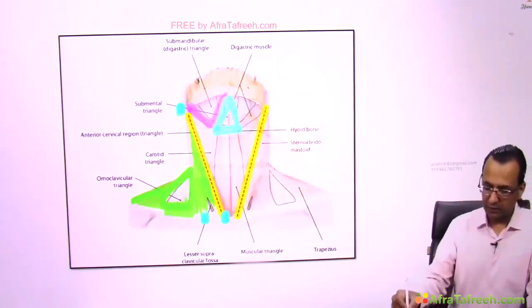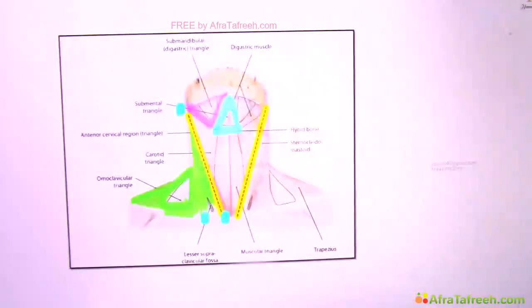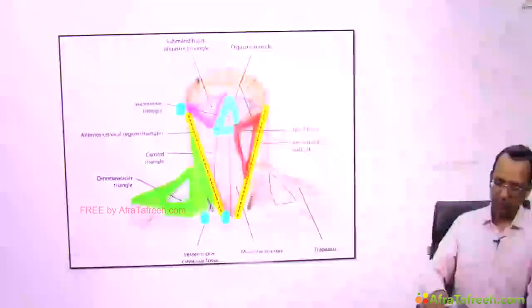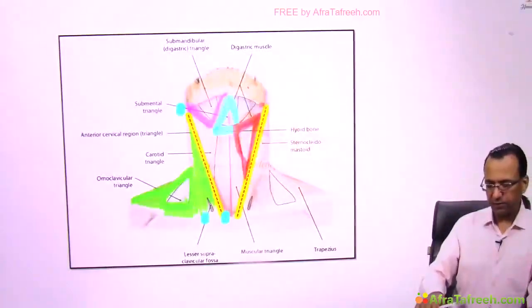Then I think this is the carotid triangle. Yes, the carotid triangle, because it is bounded by the sternomastoid muscle, the posterior belly of digastric, and the superior belly of omohyoid.